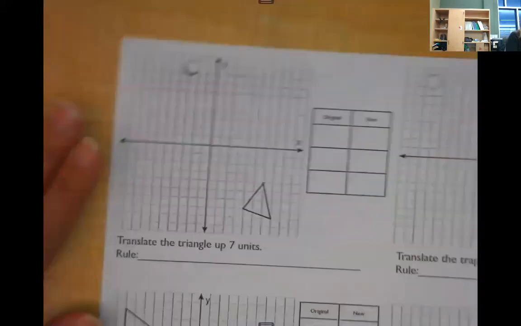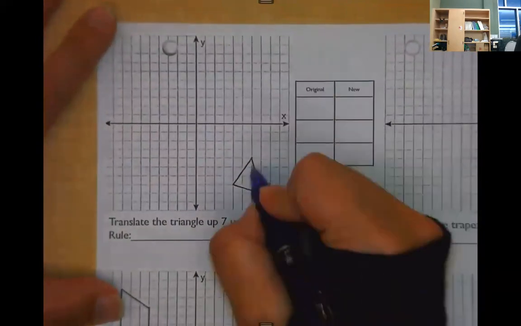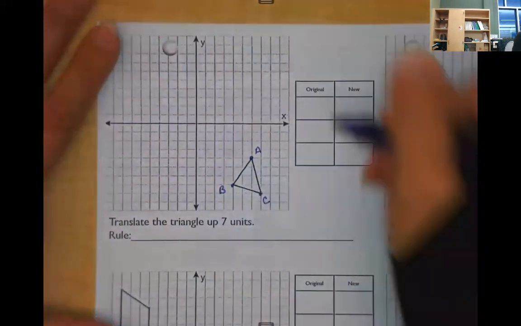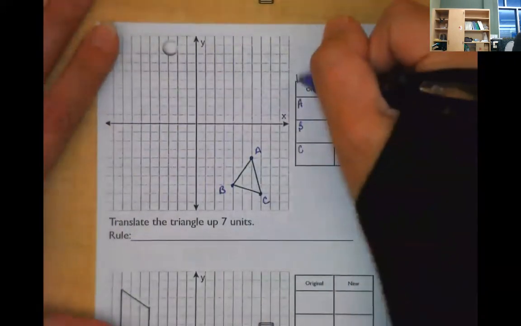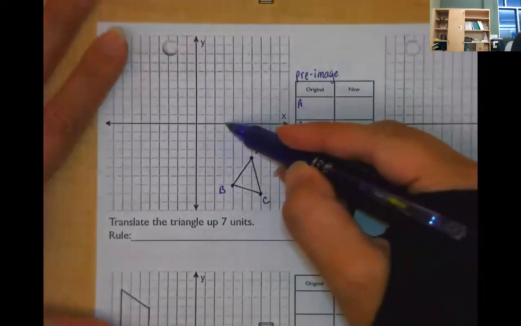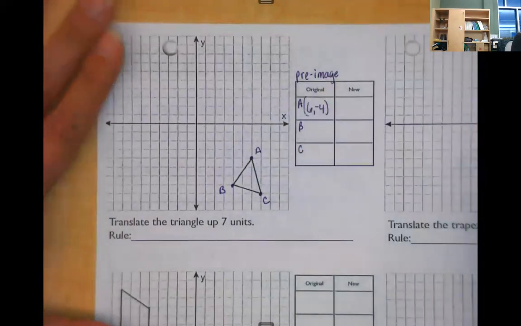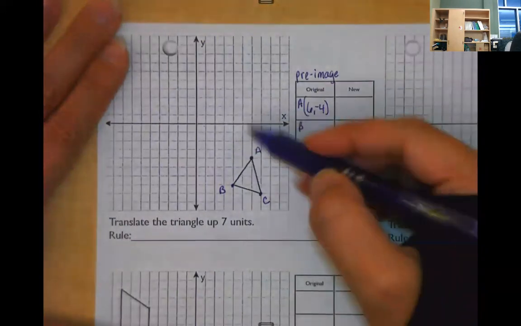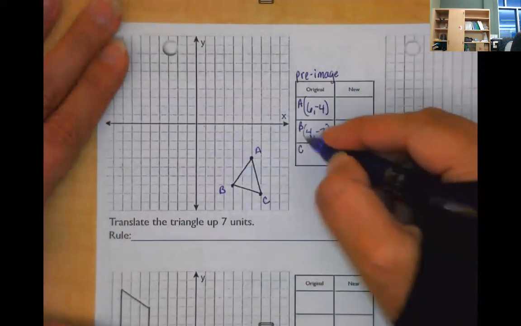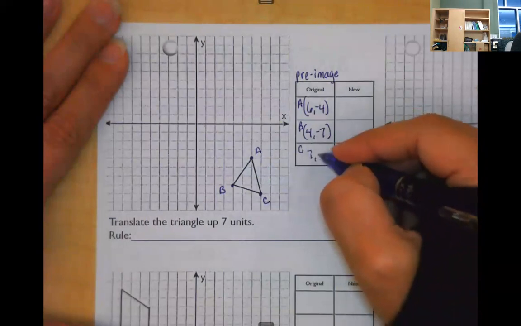All right. So let's do a couple more practice problems here. So translate the triangle up 7. So we have our original, we'll continue with our A, B, and C. This is kind of like what we did the other day. So my A, B, C, this is my pre-image or my original. So A is at 6, -4. My B is at 4, -7. 7 down makes it negative. And then C was at 7, -8.